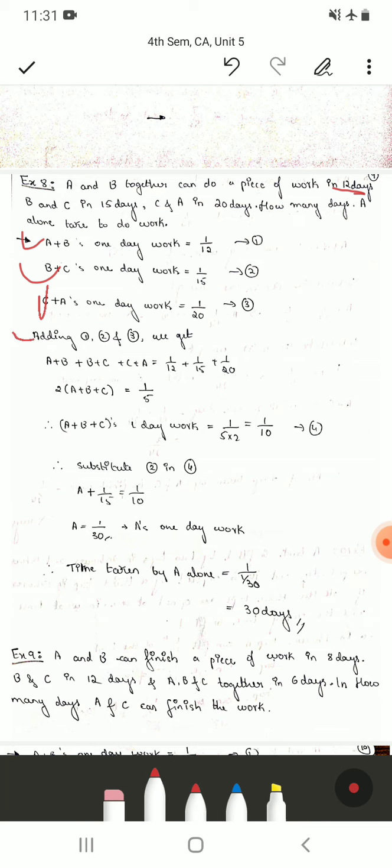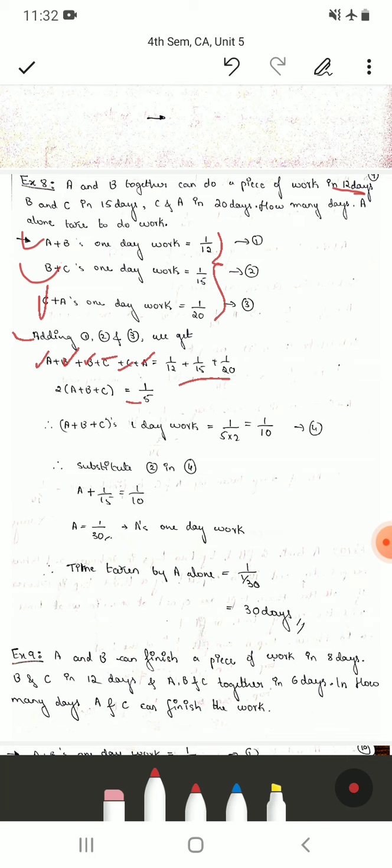Now, we can add 1, 2 and 3, and we will get A plus B plus B plus C plus C plus A is equal to 1 by 12 plus 1 by 15 plus 1 by 20. You can see there are 2 A's, 2 B's and 2 C's, and you can take 2 as common, so you get 2 times (A plus B plus C) is equal to, solving with the LCM and simplifying, 1 by 5.